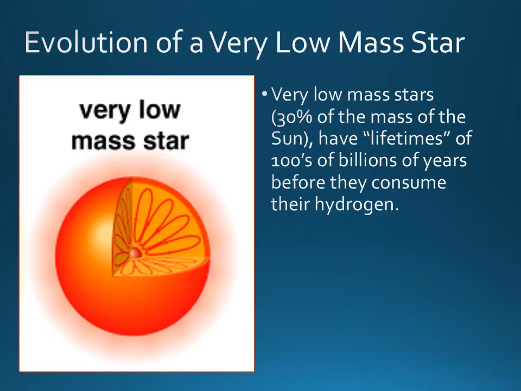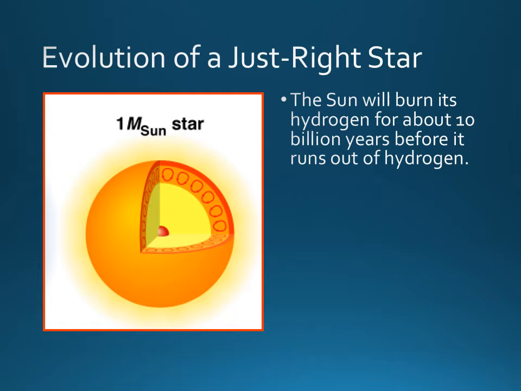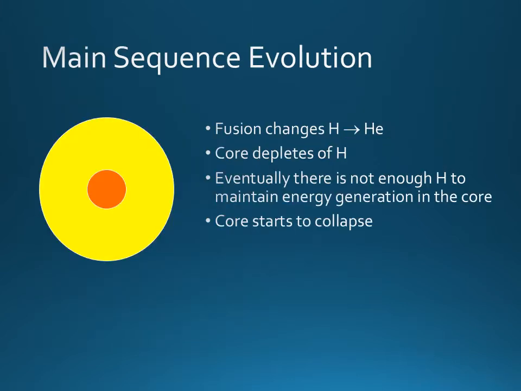Very low mass stars, about 30% of the mass of the sun, have lifetimes of hundreds of billions of years before they consume their hydrogen. The sun will burn its hydrogen for about 10 billion years before it runs out. In the core, fusion changes hydrogen to helium. Eventually, the core depletes its supply of hydrogen. Then there is not enough hydrogen to maintain energy generation in the core, and the star loses its outward pressure. It is no longer in hydrostatic equilibrium, and the core starts to collapse.